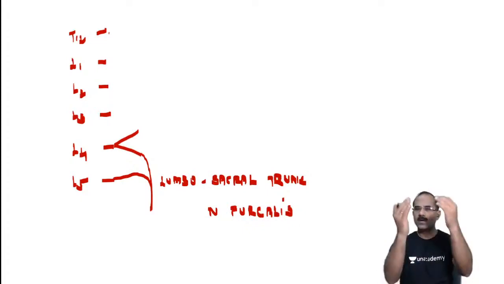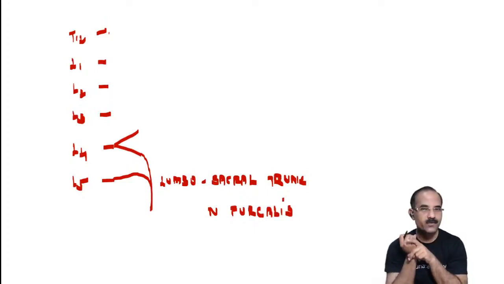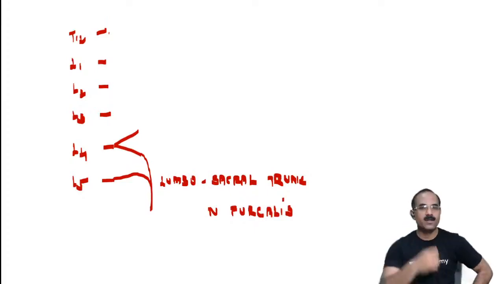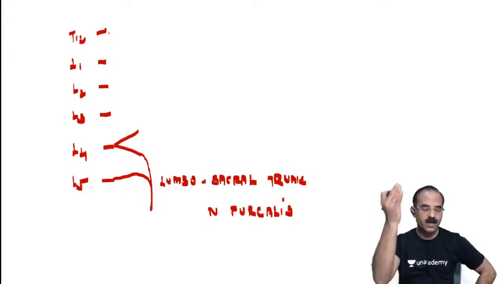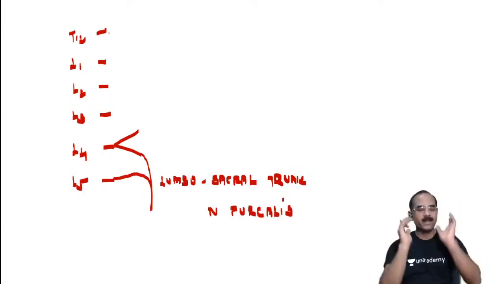Lumbar plexus. Now what are the branches of lumbar plexus that we know? I'll just go through this. 1. Iliohypogastric. 2nd. Ilioinguinal nerve. 3rd is the lateral femoral cutaneous nerve of thigh. 4th, femoral. 5th, genitofemoral, and 6th is the obturator nerve. So these are the branches of lumbar plexus.